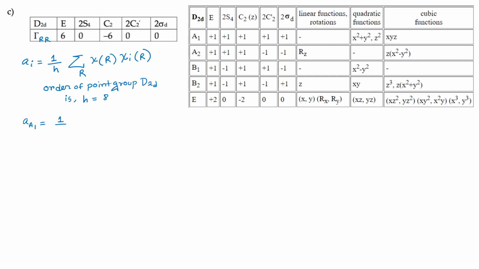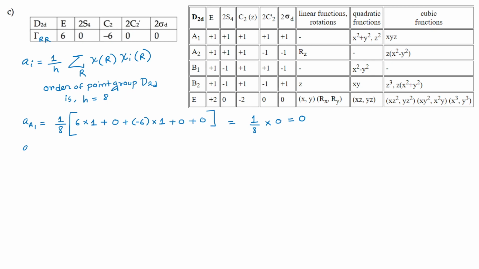So first let us start with A1, right? So 1 over 8, 6 into 1, right? Then 0, I will not write anything. Then minus 6 into 1, then 0 plus 0, I will not write. This is easy. If the characters are going to be 0 in the reducible representation, this is actually going to be easy for you. As you see, this is 1 over 8 into 0, actually 6 minus 6, that is 0, and there is no A1 in the irreducible representation.